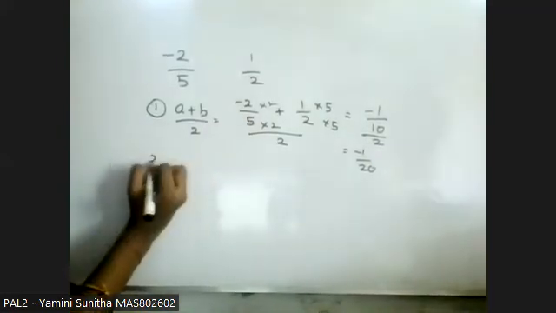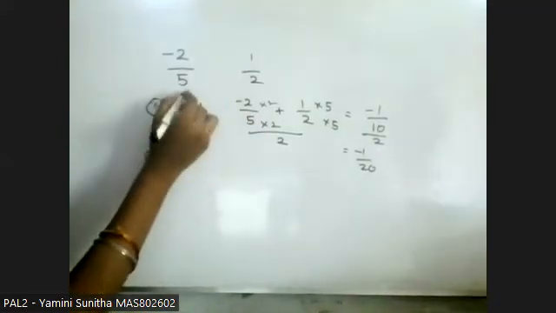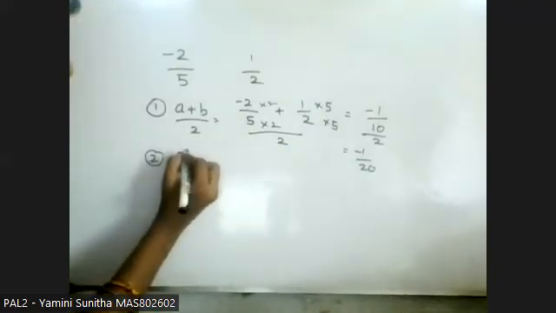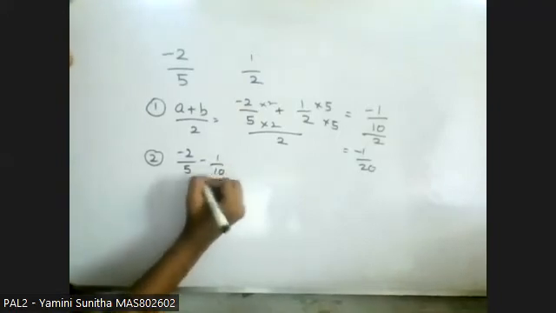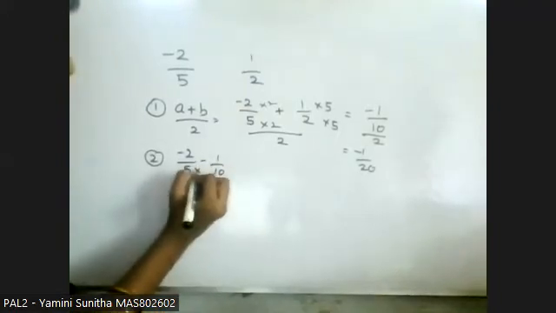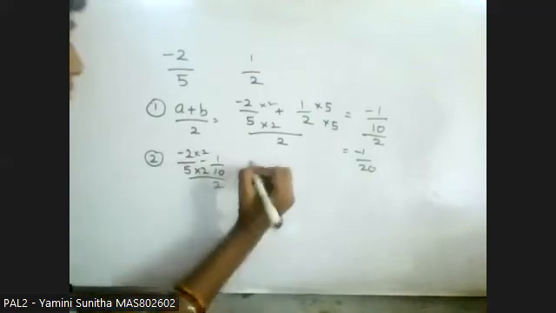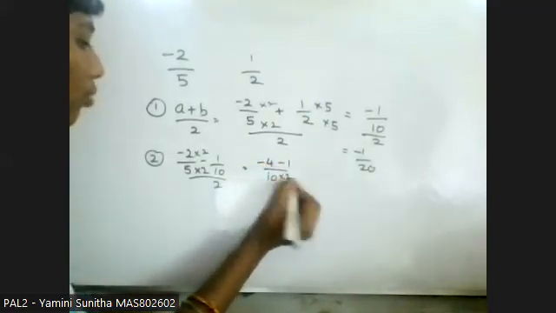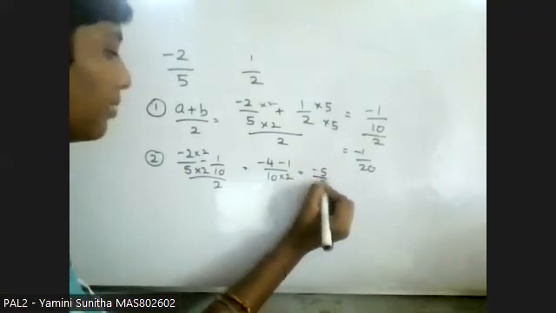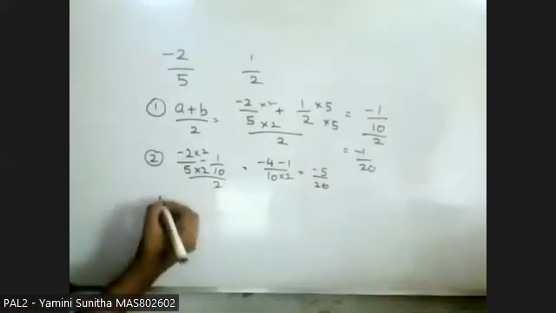And next, second case. Find the rational number between 2 by 5 and 9 by 20. 2 by 5 plus 9 by 20, by 2. Multiply it by 4. 8 plus 9 by 20 into 2. 17 by 40. One more rational number.